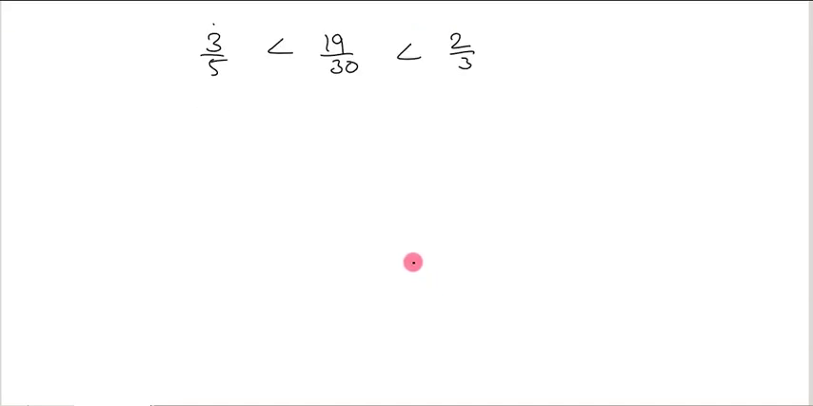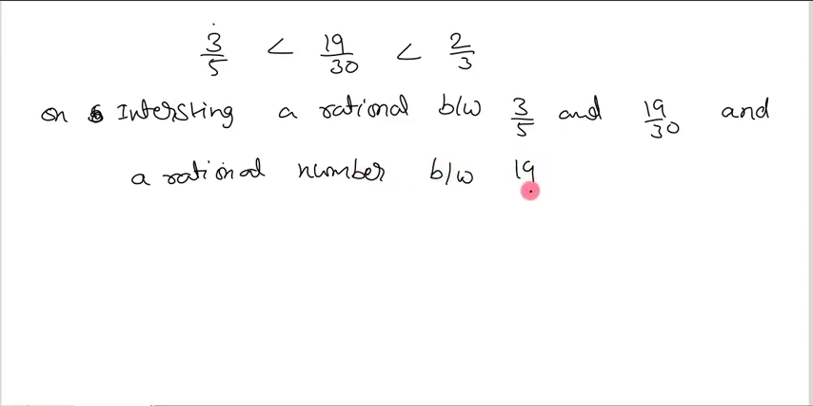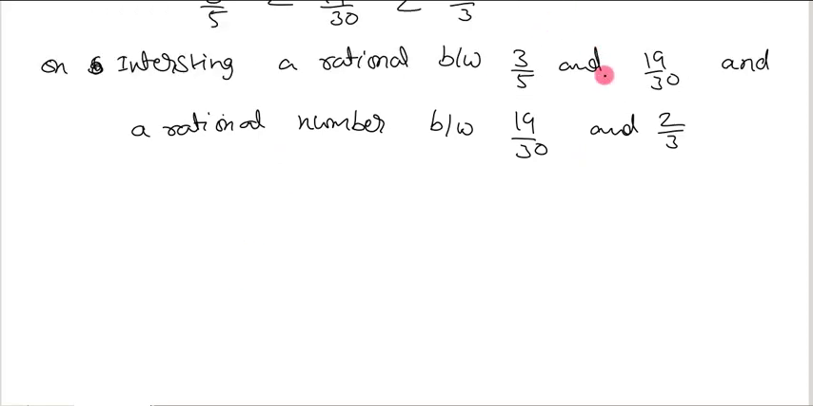Now what we are going to do? We are going to insert two rational numbers at once. On inserting a rational number between 3 by 5 and 19 by 30, and a rational number between 19 by 30 and 2 by 3, we get two further rational numbers. So what is a rational number which lies between 3 by 5 and 19 by 30? Their average, the mean of them: half of 3 by 5 plus 19 by 30 will lie between these two.